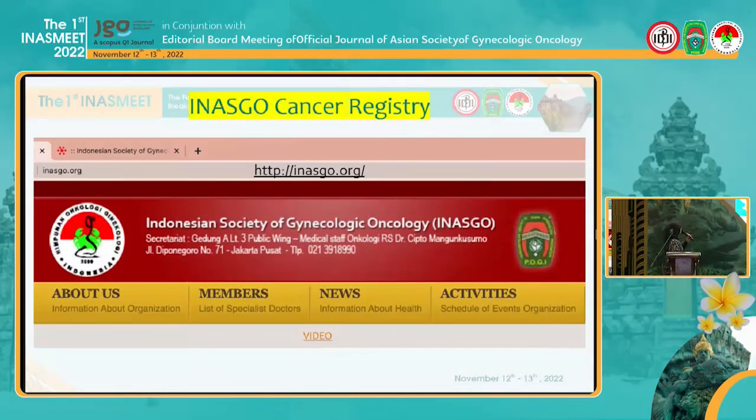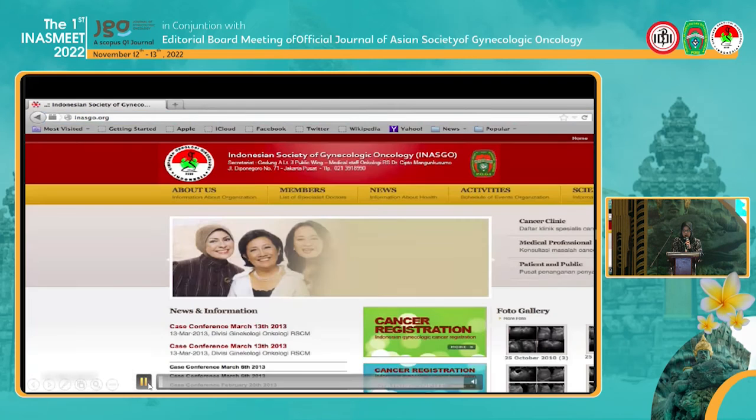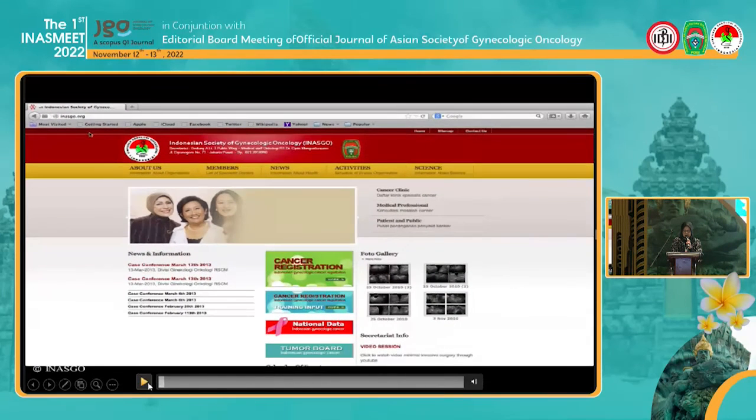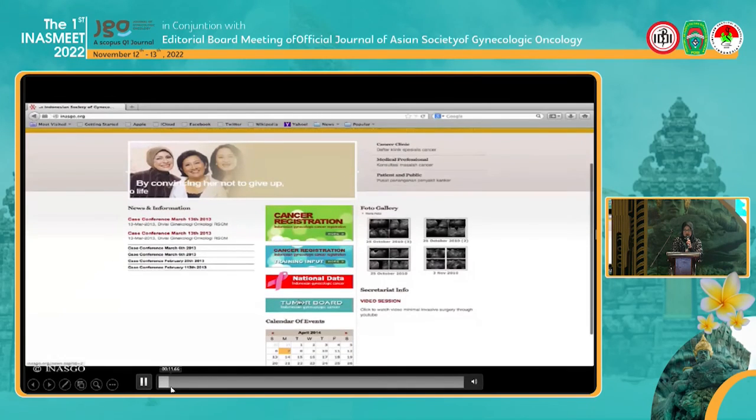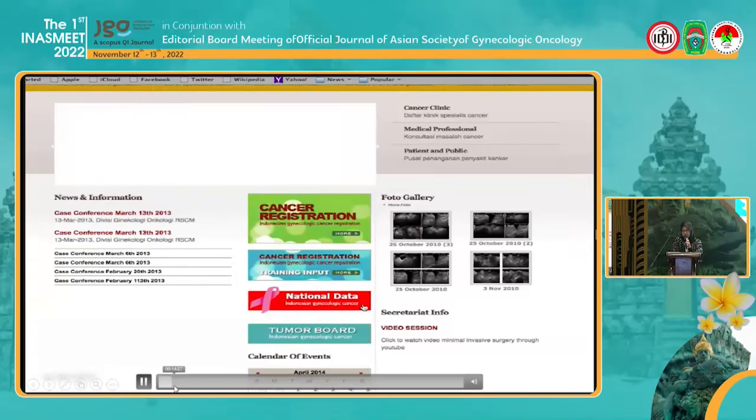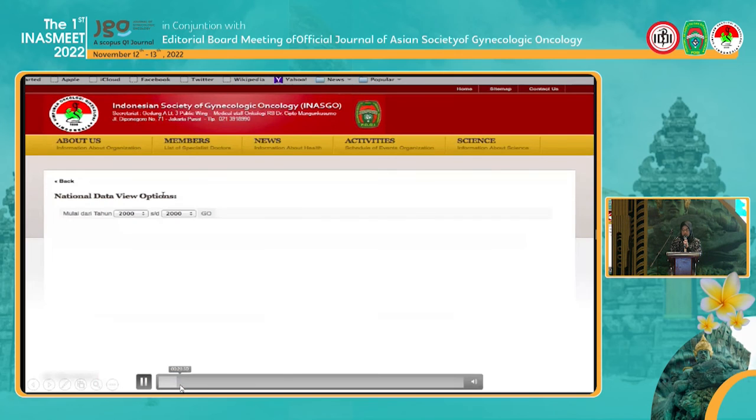And this is about INASGO, you can visit inasgo.org. And this is how we put in the cancer registry. Just join the cancer registration, and there are 4 items that we share for the population: the incidence, the staging, the age, and the histopathology. So everybody can see. If you want to see the incidence of gynecologic cancer in Indonesia, you just click, and it will change over time as every data inputter fills in the cancer registration.